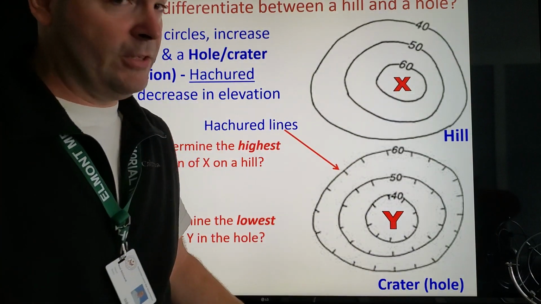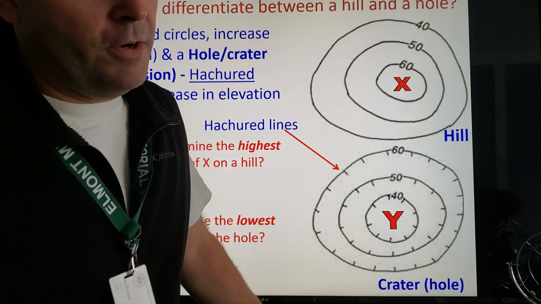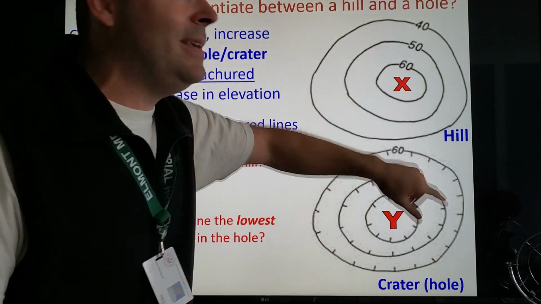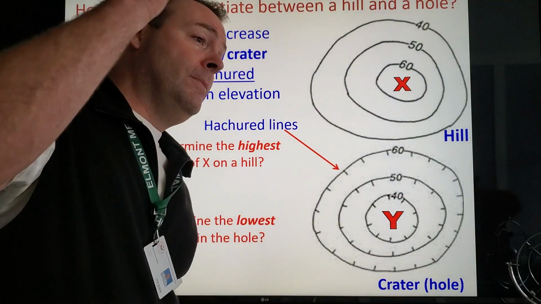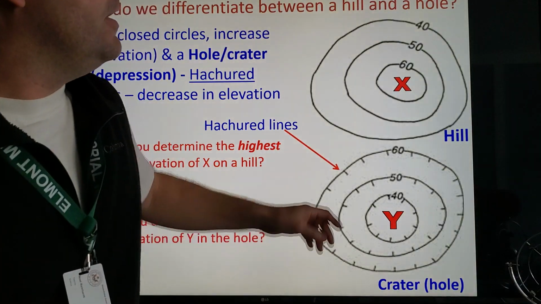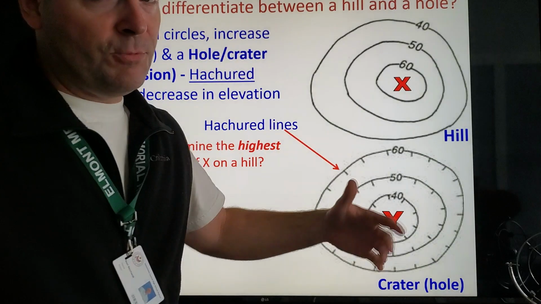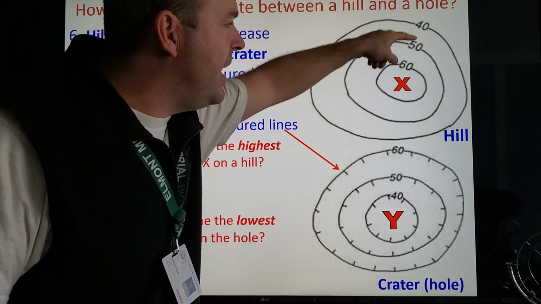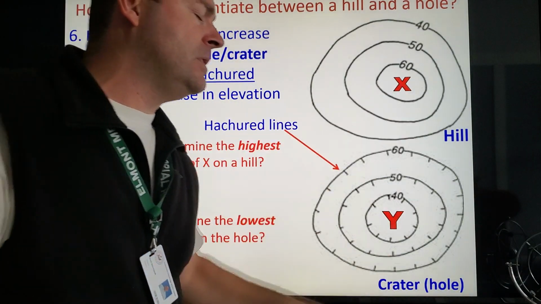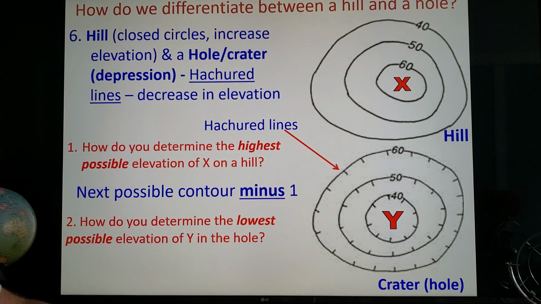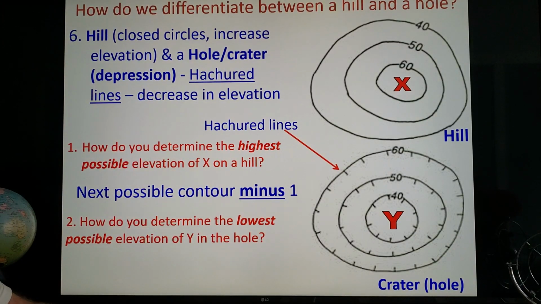Well, X isn't on a line, so it can't be 60. But it's in between the line. And if there were another line, it would skip by tens. It would be 70. Well, X can't be a 70 because there is no 70, but it could be one less. So what you do is you find the highest number, add the interval, and then subtract 1. So in this case, the interval's 10. 60 plus 10 is 70, minus 1 gives you 69. And the highest X could be would be 69, right? You go to the next possible contour, and then you minus 1.